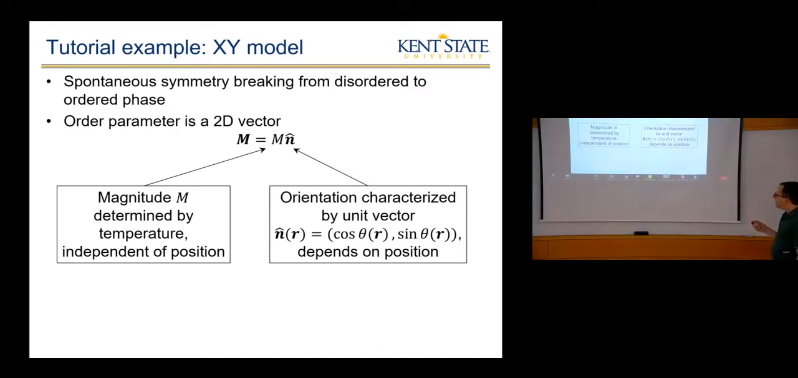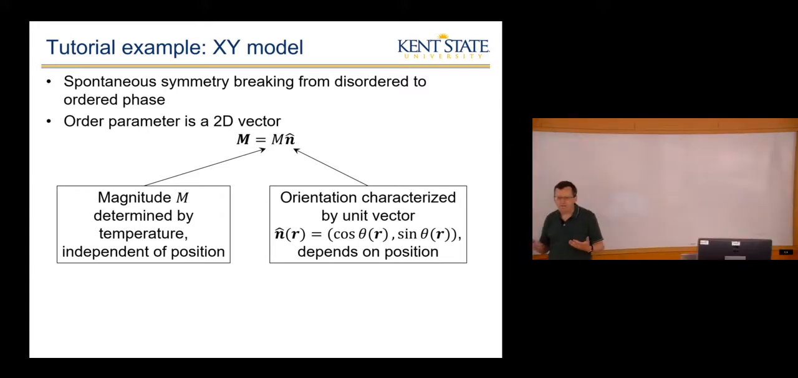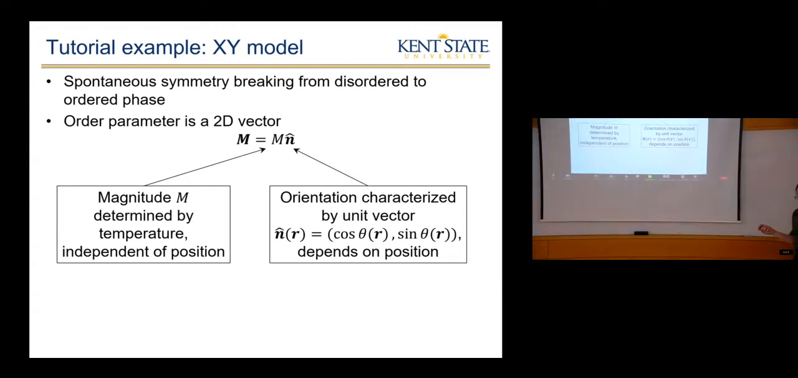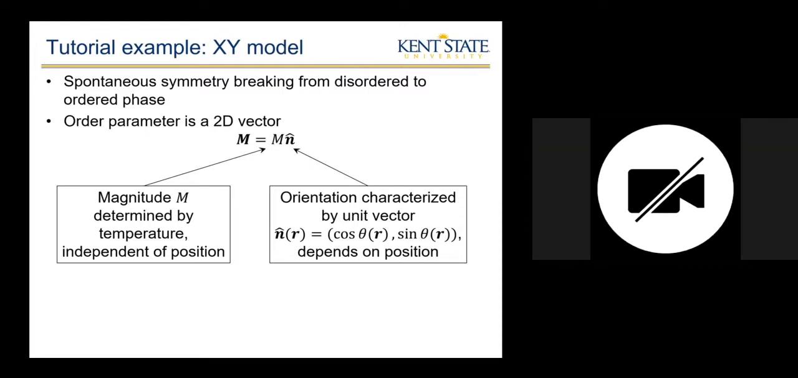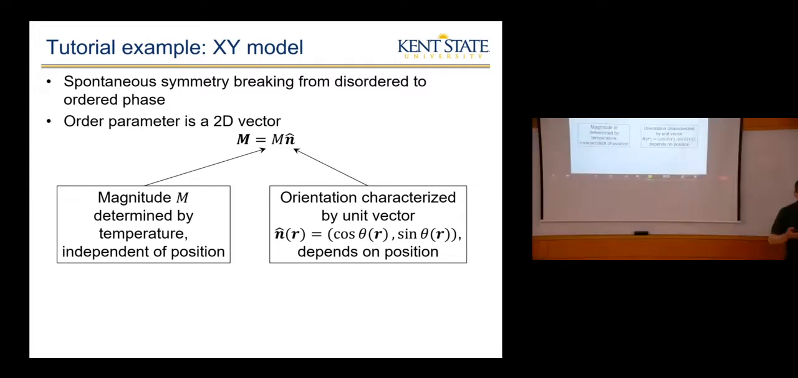Then the order parameter is a two-dimensional vector, which has a magnitude and a direction. The magnitude is something which is determined by temperature, right? So when you learn, for example, mean field theory for the ferromagnet, you learn how the magnitude depends on temperature. And that's strongly locked in at a particular magnitude at a particular temperature. It's not going to vary as a function of position. At least it won't vary very much as a function of position.